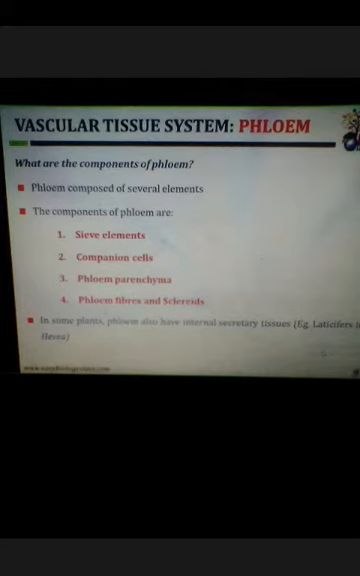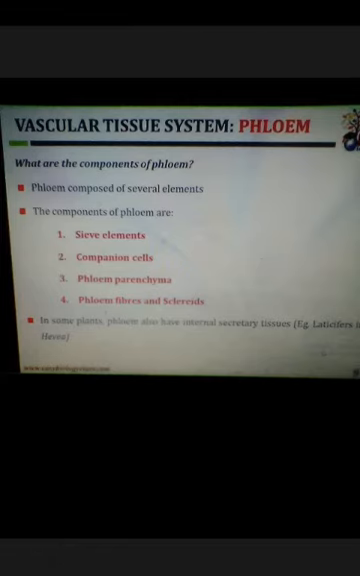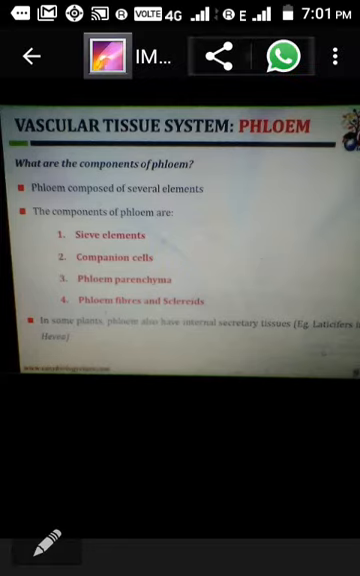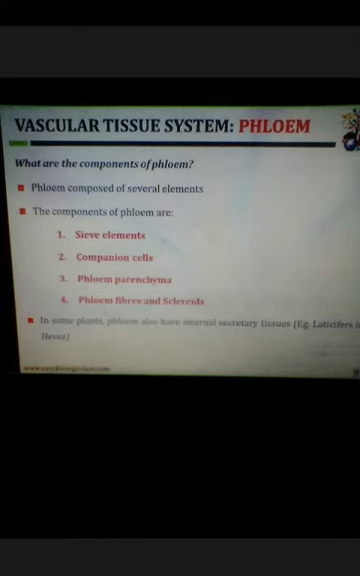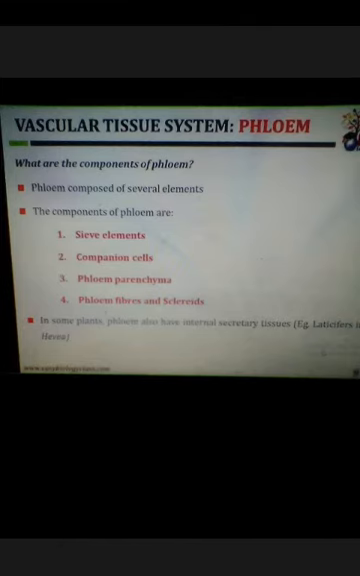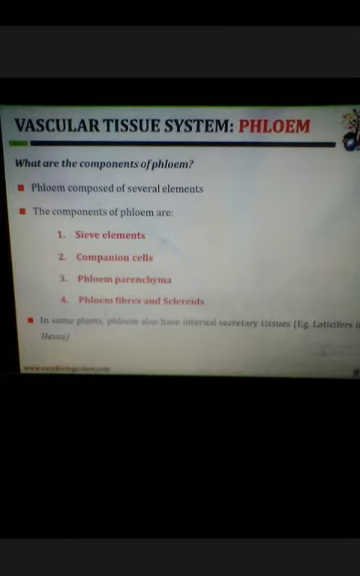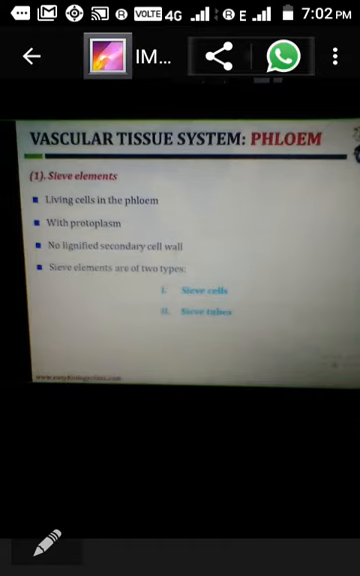Now something about phloem structure. Phloem is composed of four parts. As we have already discussed, phloem is a complex tissue, since it is made up of more than one tissue, and all of them unite and perform the same function, that is the conduction of food material. These four parts are: first, sieve elements; second, companion cell; third, phloem parenchyma; and last, phloem fiber and sclereids. Now we are moving towards these four components.